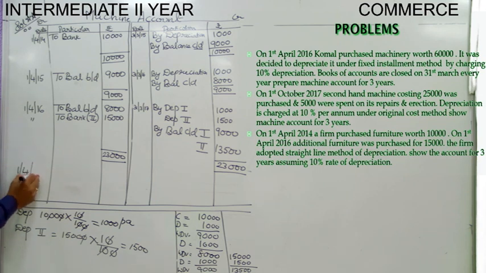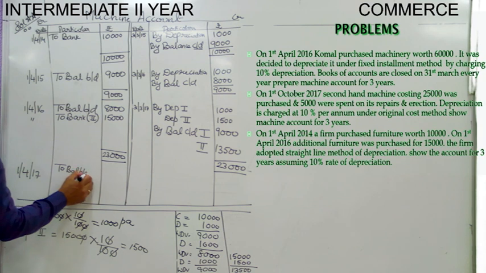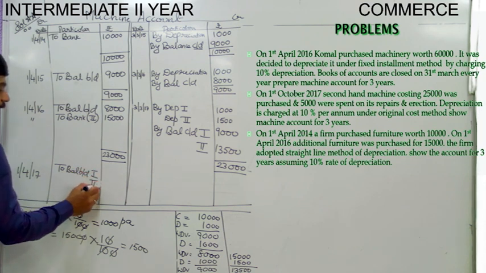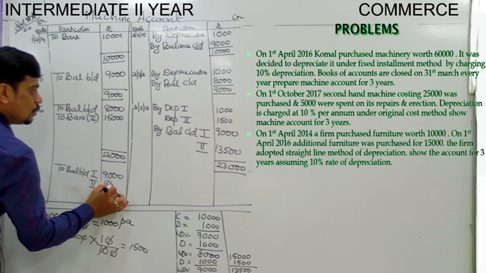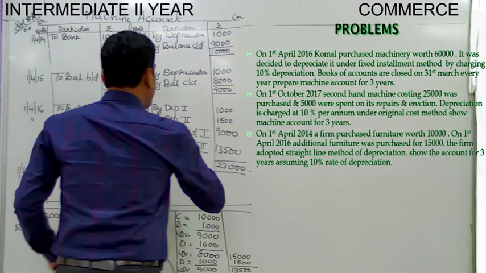4th year. 3 years are completed. Bring down the balance. 2 balance brought down, 1 and 2: 9,000 and 13,500. Now you may have a doubt.